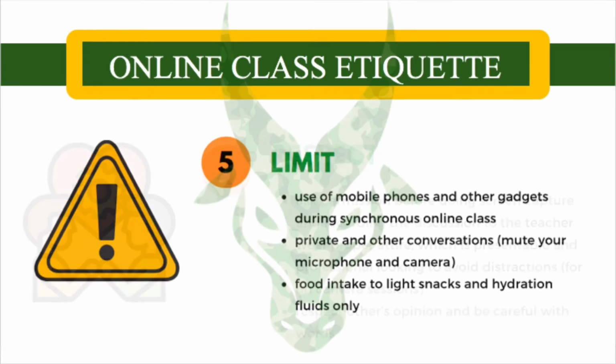Number 5, limit. These are the things that you have to be wary of and limit, such as use of mobile phones and other gadgets during synchronous online classes. There is a time for your other gadgets, a time for online shopping, for Facebook or other social media platforms, or online games. It can wait. This is the GE 111 period. You have to respect it. You have to give it to yourself.